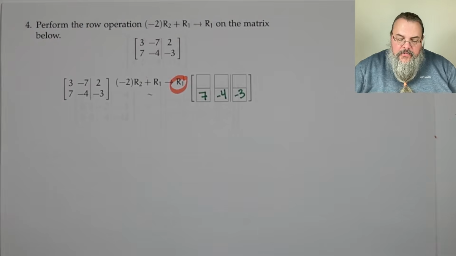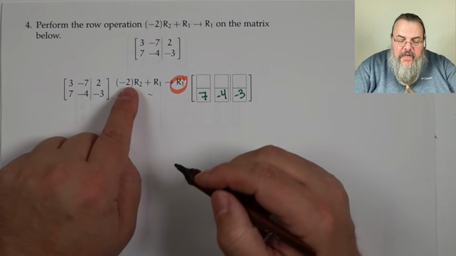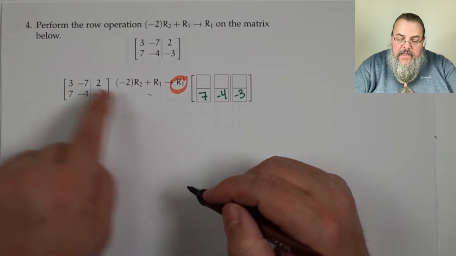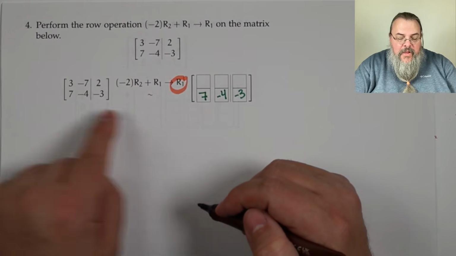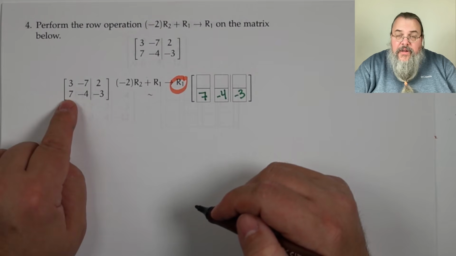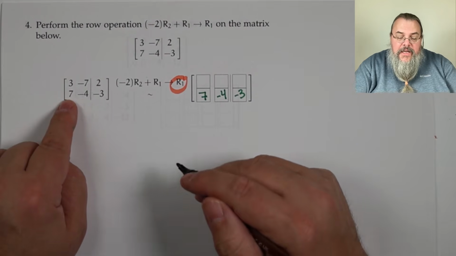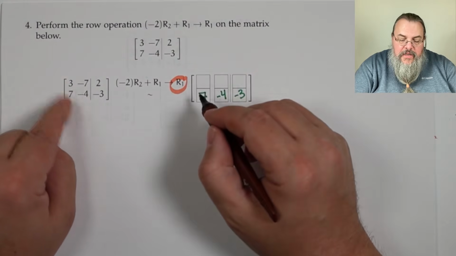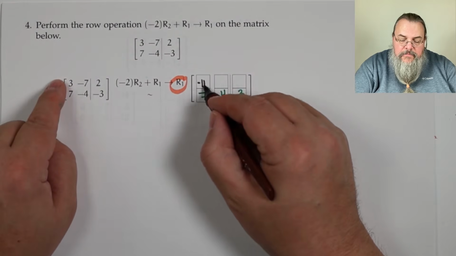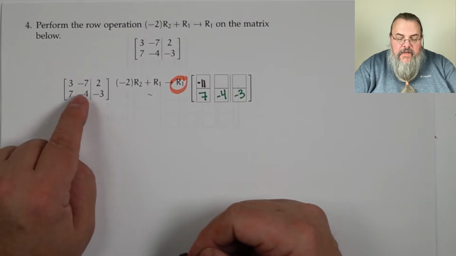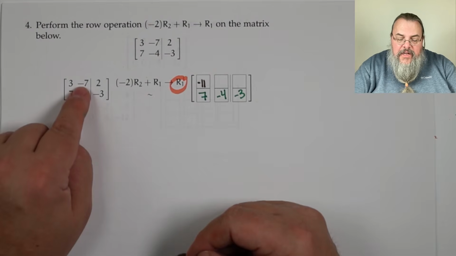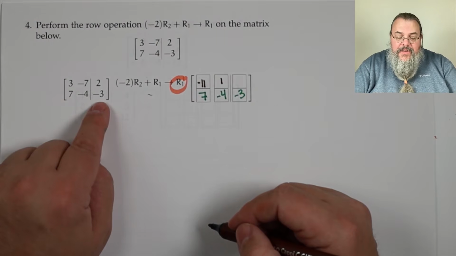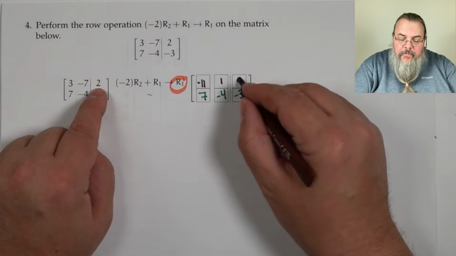Now we say, okay, that's great, but row 1 will change. How do we figure that out? Well, we follow the instructions. It says take -2 times the entry in row 2 and add it to the entry in row 1, and that becomes the new row 1. So, -2 times 7 is -14. Add that to 3, and what do you get? Well, -14 plus 3 is -11. Okay, -2 times -4 is 8. Add that to -7, 1. -2 times -3 is 6. Add that to 2, 8.